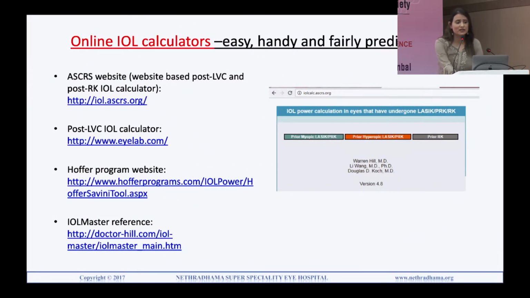Now all these formulas are there, but currently I would say the introduction of online calculators has made our life very easy, and they have shown to give very predictable and fairly accurate results. So the very popular online formula is the ASCRS website formula, where you have post LVC as well as post RK IOL calculators. Post LVC IOL calculator is available at www.ilab.com. Hofer program website is also available at hoferprograms.com, and IOL master reference is available at drhill.com.